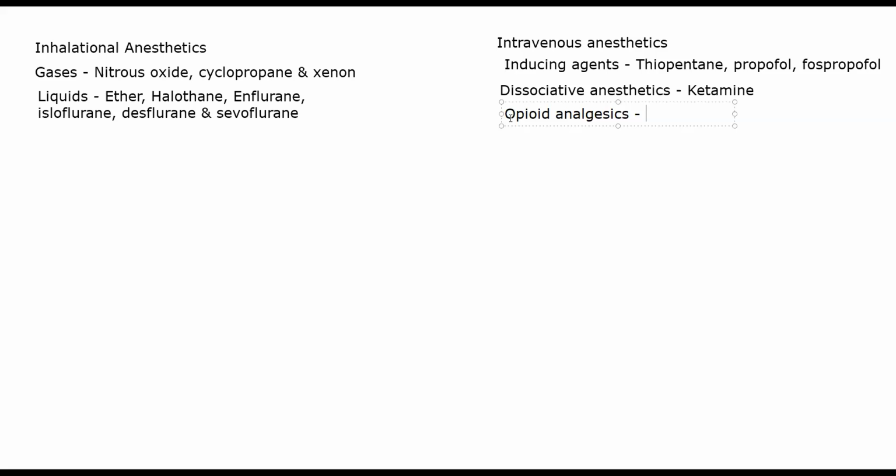Right. The main drug will be fentanyl. You also use benzodiazepines. Benzodiazepines have drugs of their own, diazepam, lorazepam, and all of that. So this is the basic classification of inhalational and intravenous anesthetics. Coming to the first drug, in your inhalational anesthetics, which is your nitrous oxide.